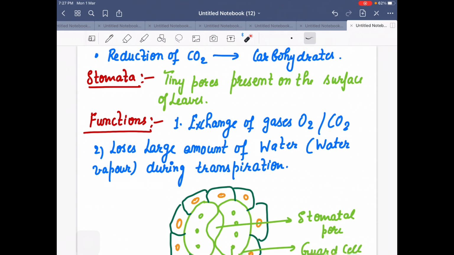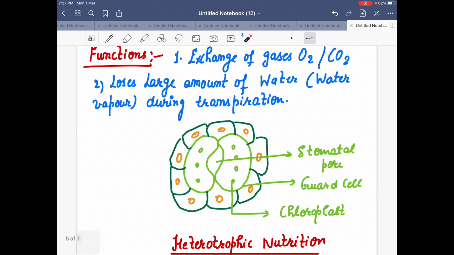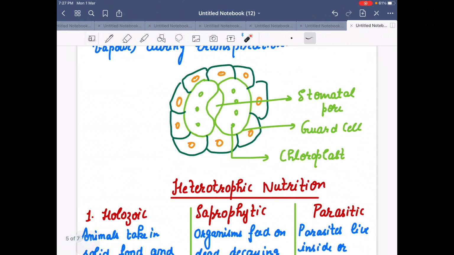Stomata do gas exchange, O2 and CO2. They also help the plant lose a large amount of water during transpiration, and that water is released when the stomata are opened up, right? So here you can see these are our epidermal cells, these are our guard cells, that is our chloroplast, and here is the stomatal pore.